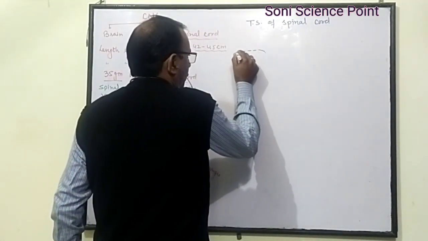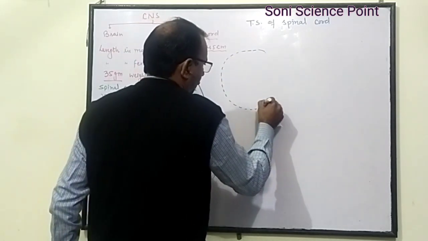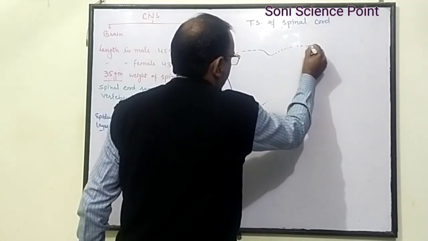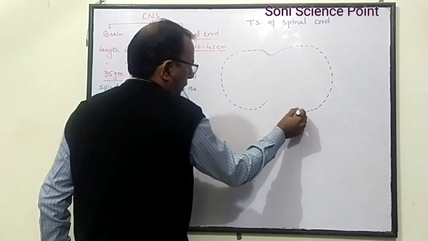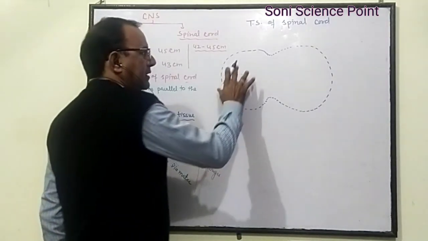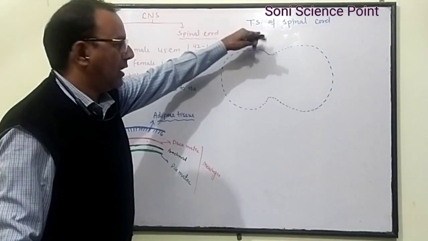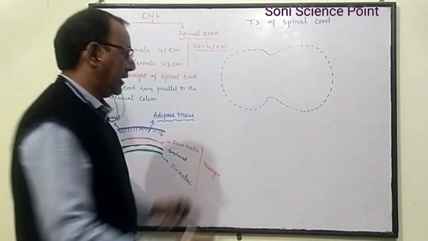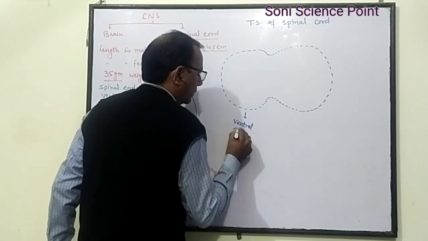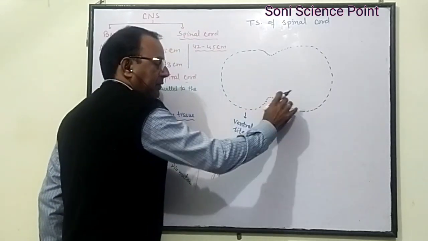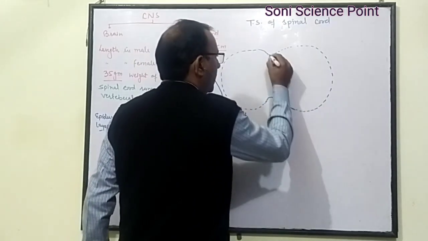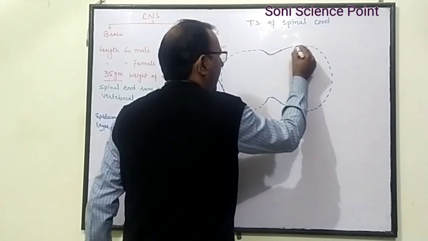there are two grooves, or two fissures, that can be seen. If we transversely dissect the spinal cord, we can see two fissures, one towards the dorsal side and one towards the ventral side. This is the ventral side, and this fissure is deeper, forming a deeper groove, but the dorsal side forms a shallow groove.